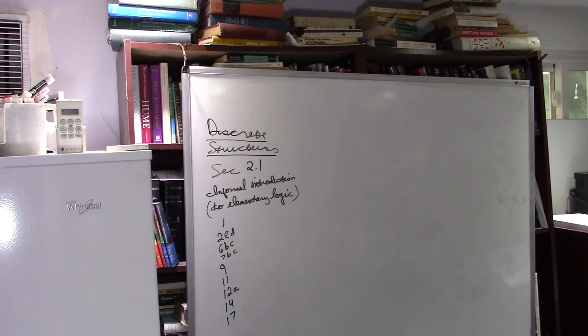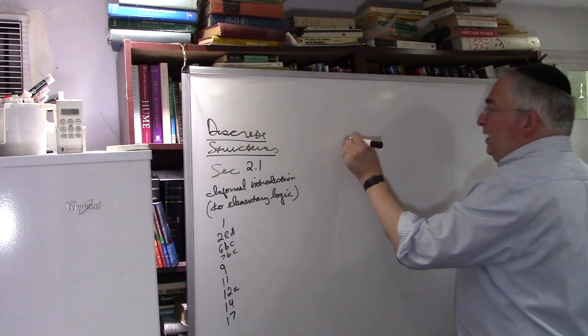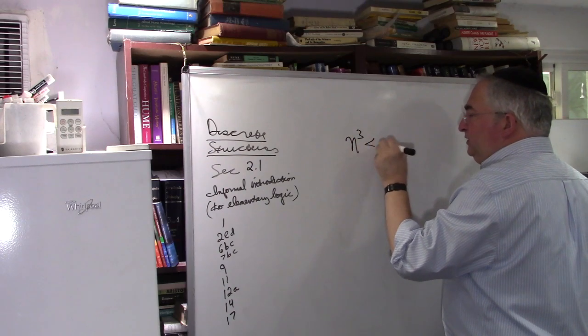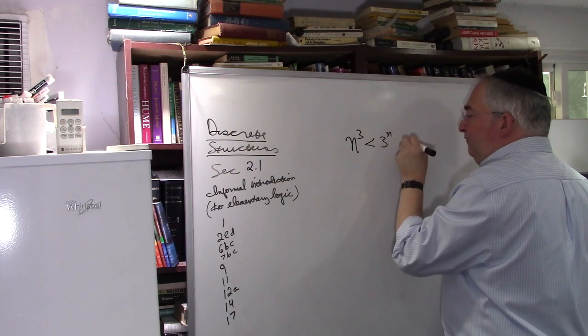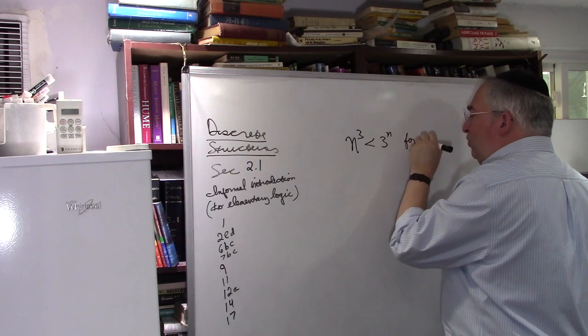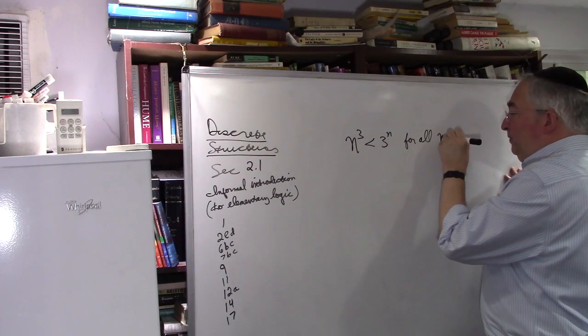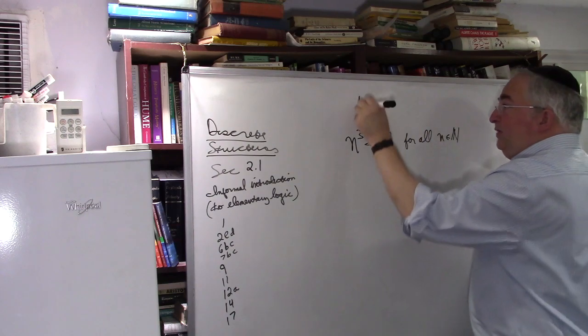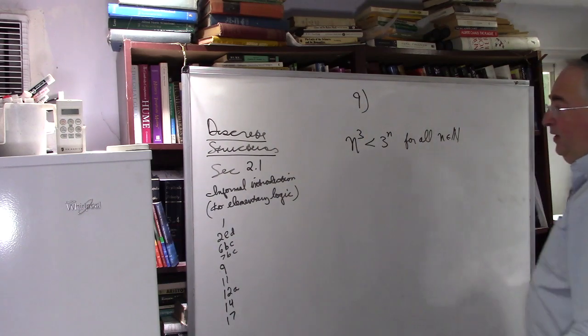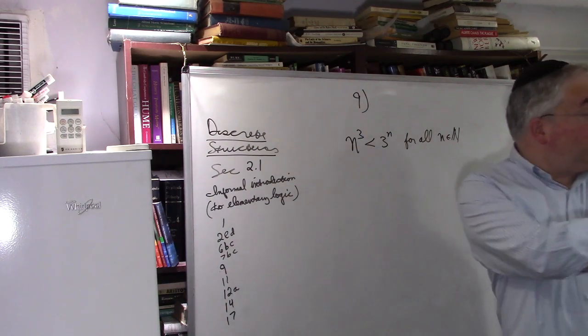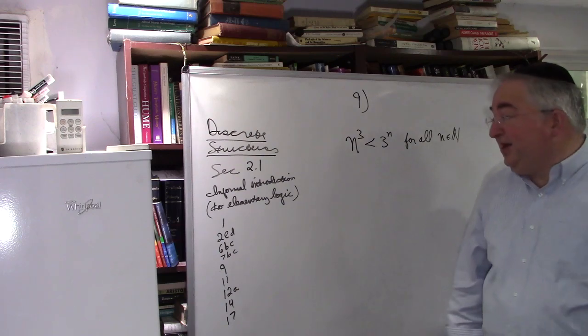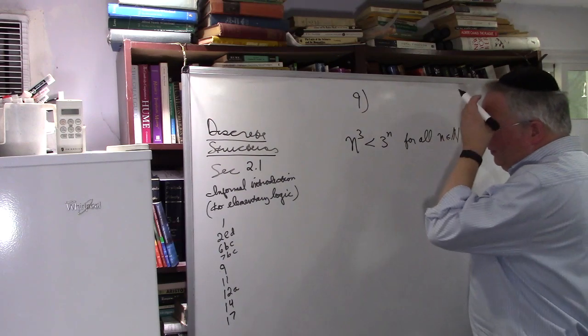n^3 is less than 3^n for all n, member of N. So here's a statement. Okay? It's not true. It's not true, but we have to see why it's not true.